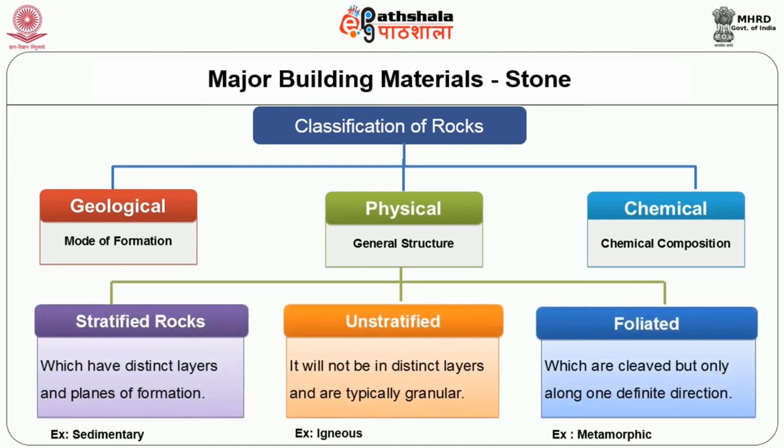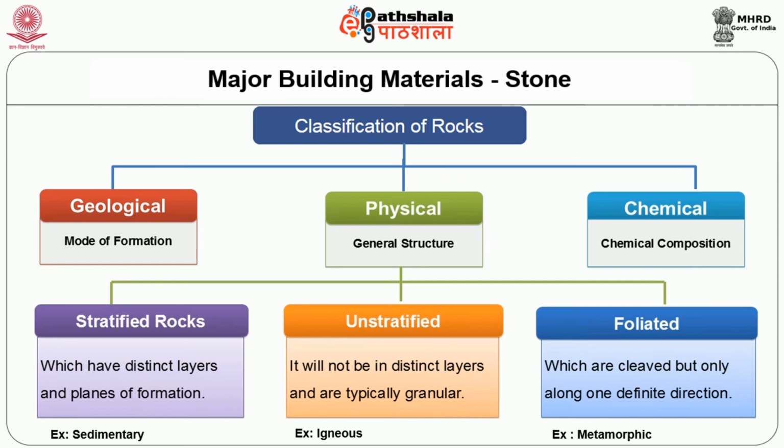Physically, they are classified as stratified rocks, which have distinct layers and planes of formation. Example: sedimentary. Unstratified, it will not be in distinct layers and are typically granular. Example: igneous. And foliated, which are cleaved but only along one definite direction.